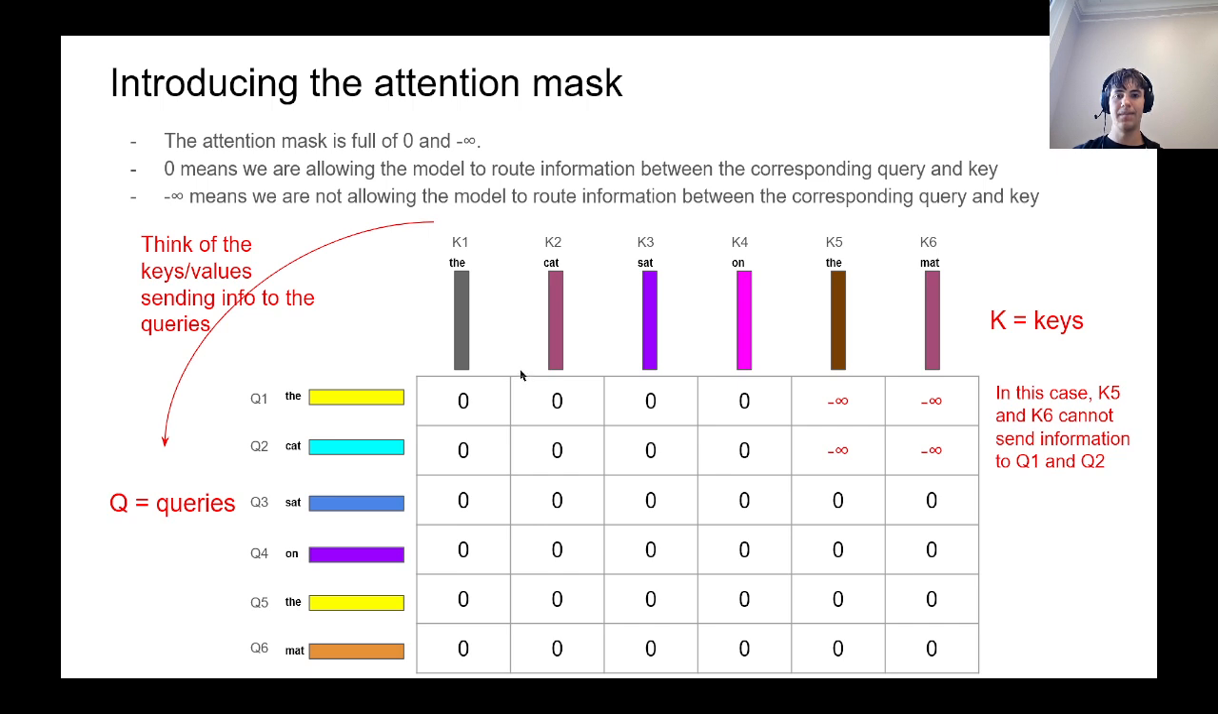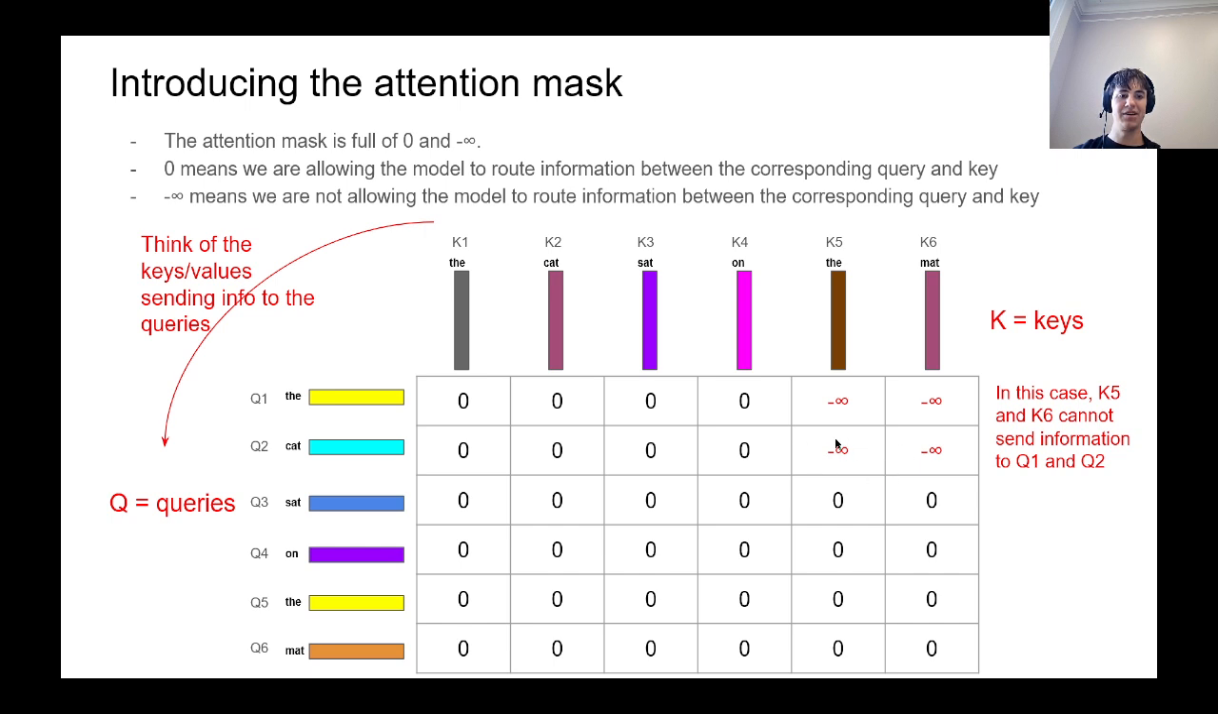Again, a reminder that our keys and our values are sending information to our queries. What this represents is that 0 means I want you to route information, and negative infinity means I don't want you to route information. You'll see why in a second, but this is a very easy way to look at it. Let's see the word cat. In the normal case, cat can take information from "the cat sat on the mat". What this mask says is that cat can no longer get information from "the" and "mat" because we have negative infinities here. So cat is only a linear combination of "the cat sat on".